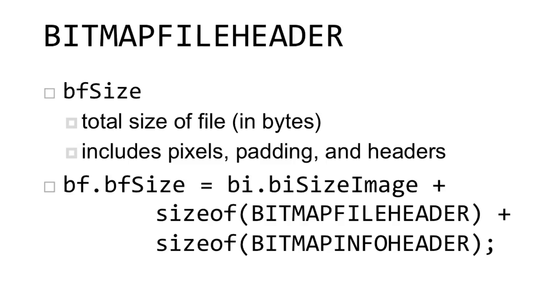Now let's go to the bitmap file header, where bfSize contains the total size of the file in bytes, including the pixels, the padding, and the headers. So the bfSize can be calculated by taking the biSizeImage plus the size of the bitmap file header and the size of the bitmap info header.